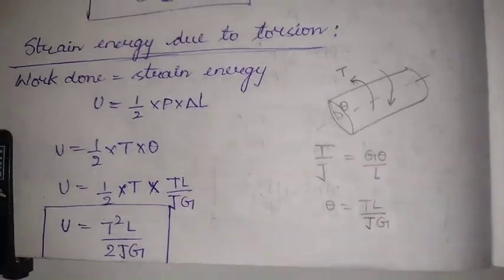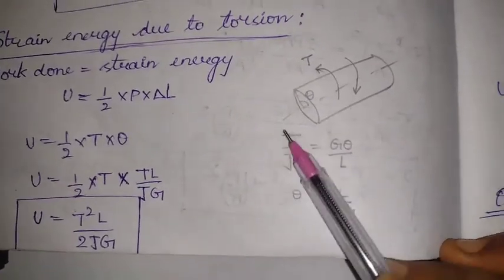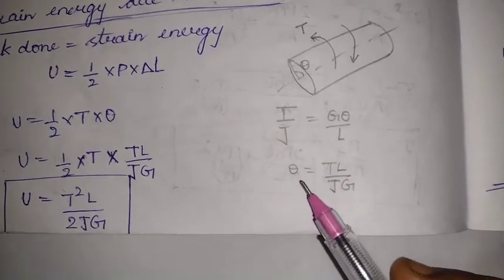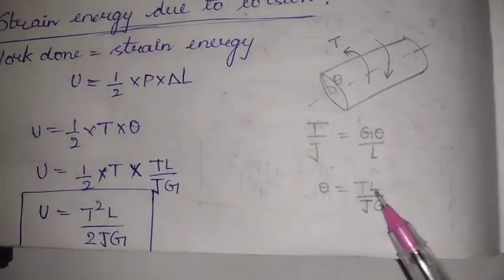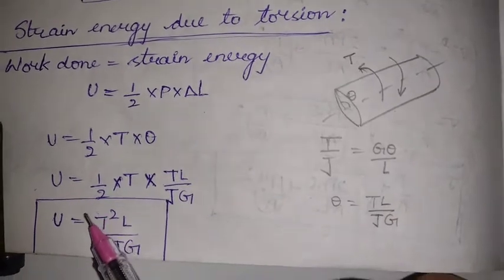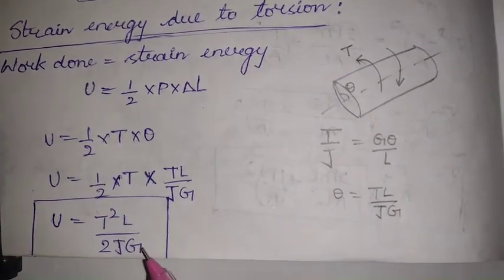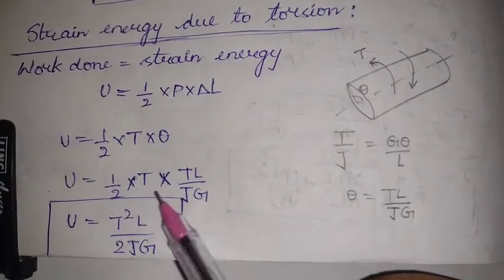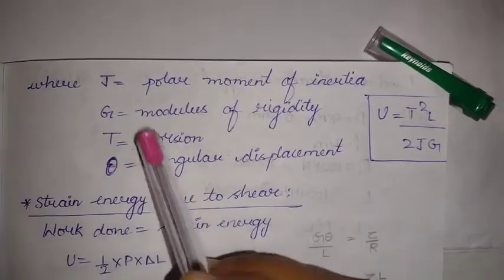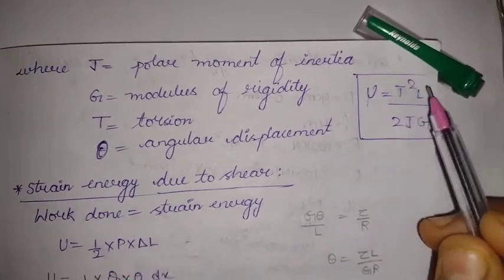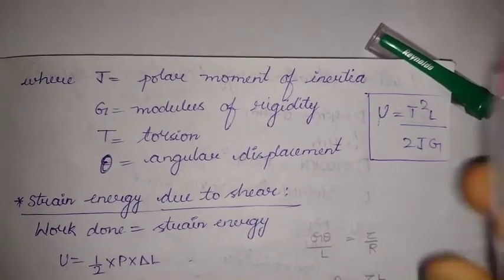We know from the torsion equation, T by J is equal to G theta by L. From this we can evaluate the formula for theta. Simply substitute this value over here, and this would be the equation: U is equal to T squared L by 2JG. I will also explain what all the terms are. In this equation, as I told you, the strain energy is developed due to the torsion or twisting moment.